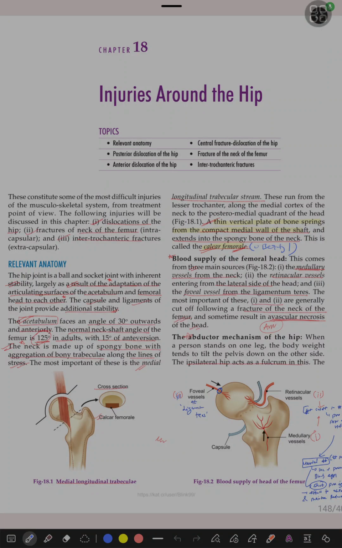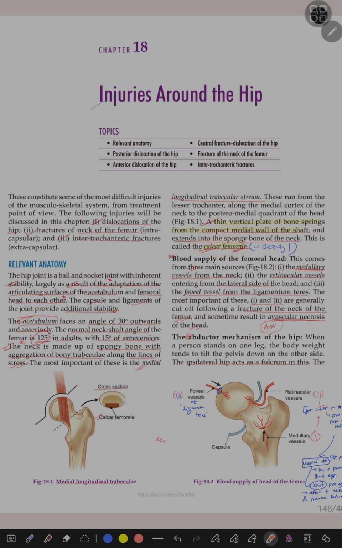Guys, as I am reading about the injuries around the hip, a topic taken from the book Essentials of Orthopaedics by Dr. Jitin Maheswari, they mention a word in the anatomy around the hip, known as Calcar Femorale.